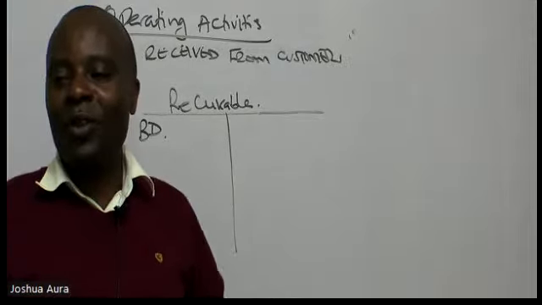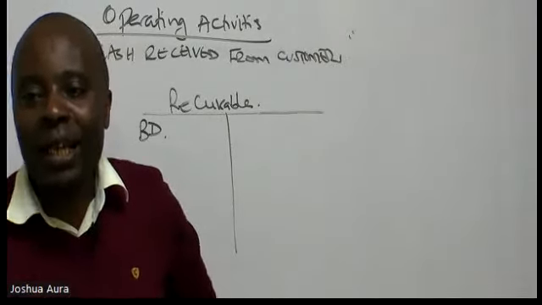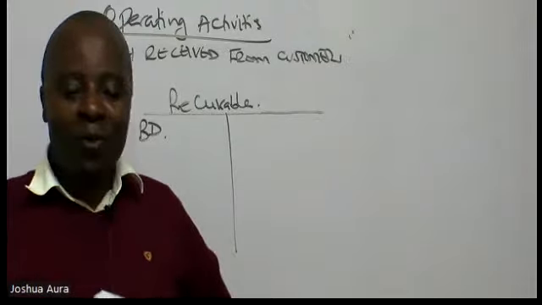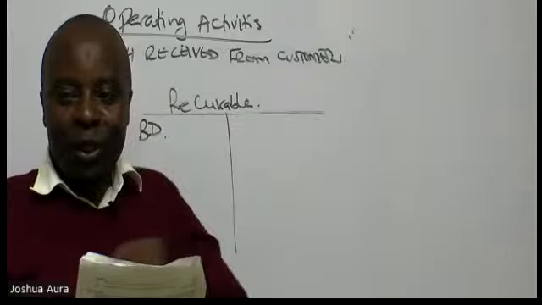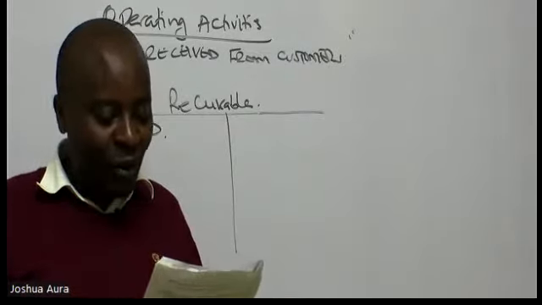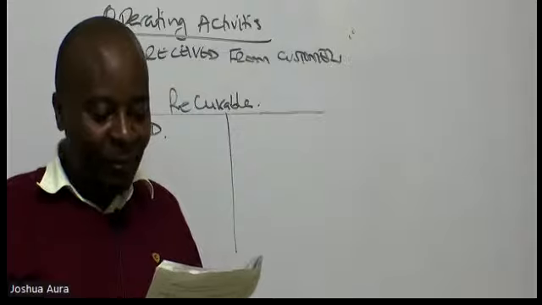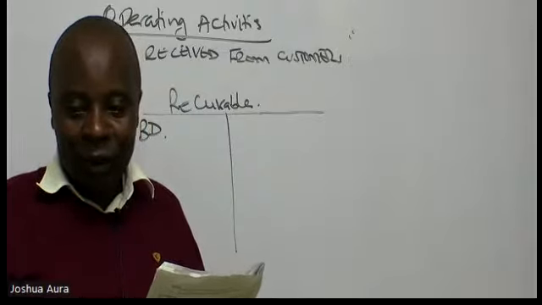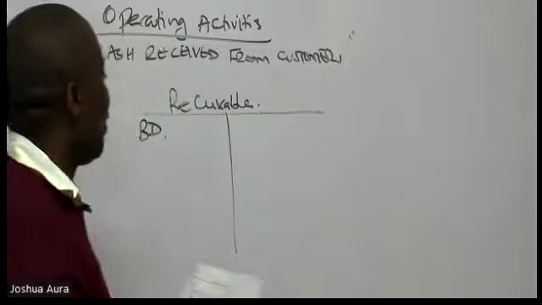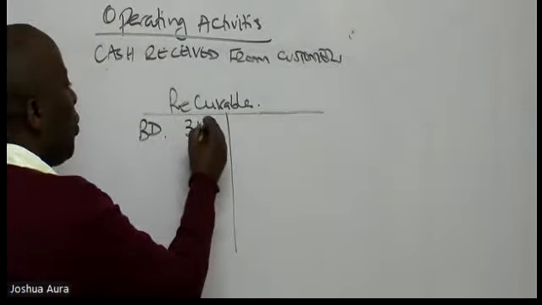From the statement of financial position given, are you guys able to see the balance that was brought down? Balance brought down of receivables, from 2016 to 2017, in the current assets? 3120, isn't it? Thank you so much. So we have here 3120.